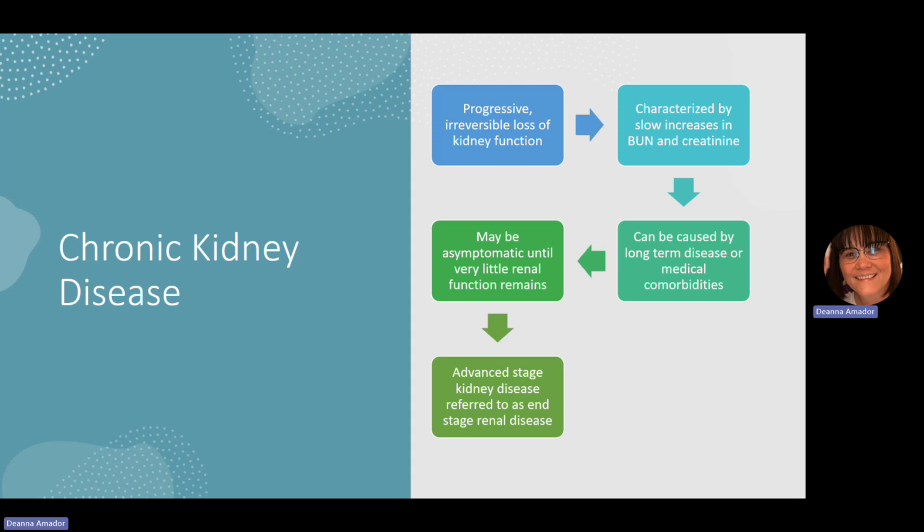A lot of long-term diseases or medical comorbidities that can lead to advanced kidney disease would be hypertension, diabetes, lupus, PKD, pyelonephritis. You could also have chronic kidney disease happen because of poorly managed AKI. Advanced stage kidney disease is referred to as end-stage renal disease, or ESRD. And again, risk factors: diabetes, hypertension, hyperlipidemia, smoking, recreational drug use, obesity, NSAIDs.